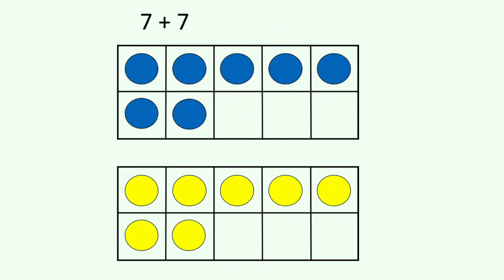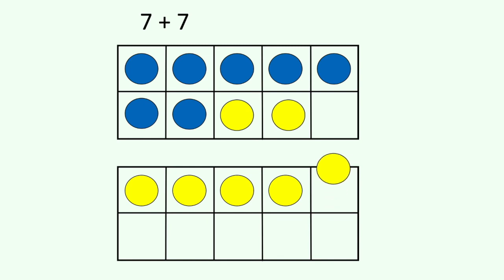Next one, 7 add 7. Move those counters. Here we go. Step back and have a look how many we've got all together then. 7 add 7 is the same as 10 and 4, which is 14. So 7 add 7 equals 10 add 4, which equals 14.